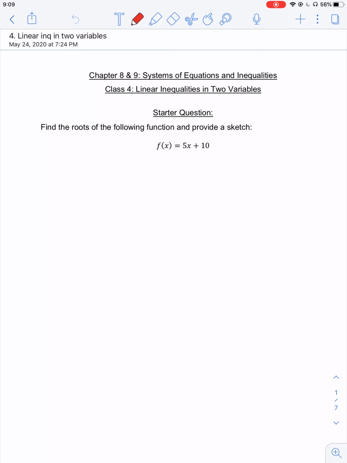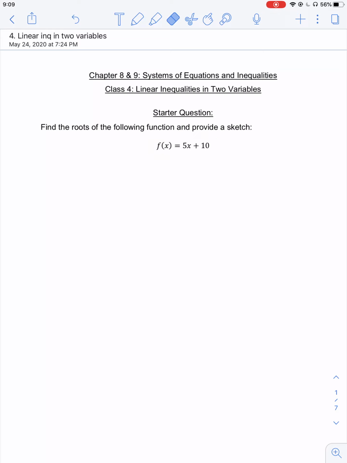Today's class, I'm hoping will not be too difficult, because basically what we're going to do is work with inequalities, but with linear functions. This class will essentially boil down to graphing linear functions, but there's just a little twist to it. If you know how to graph linear functions, you'll find this class fairly straightforward.